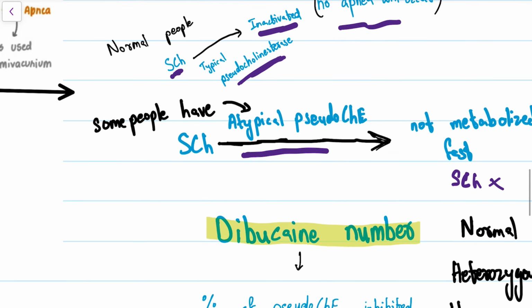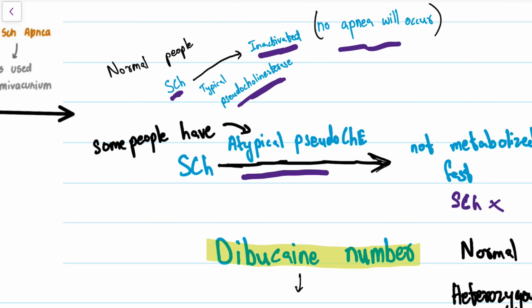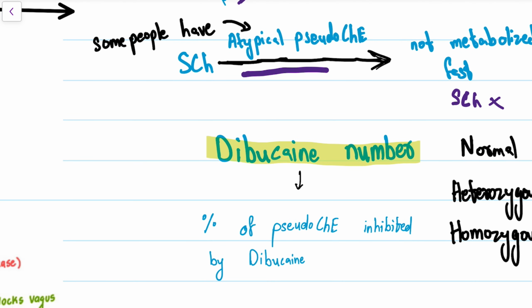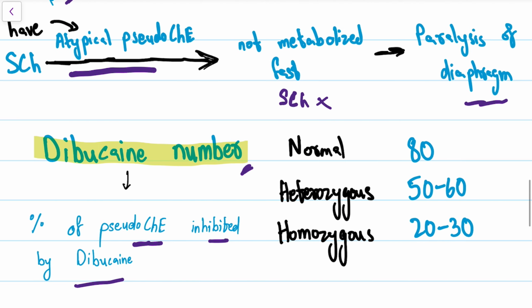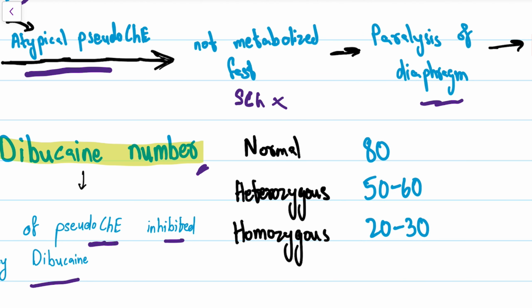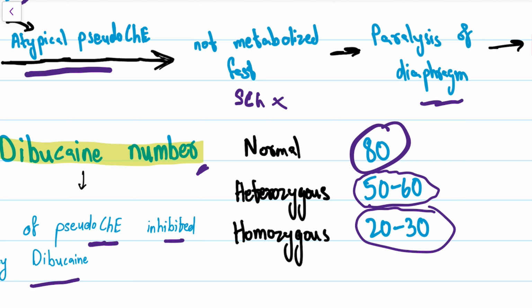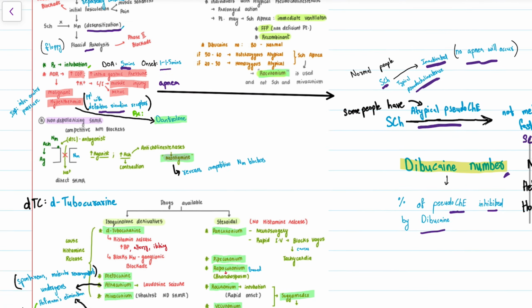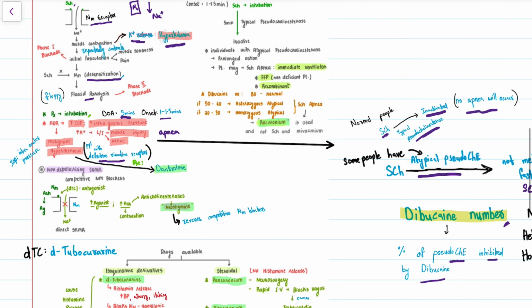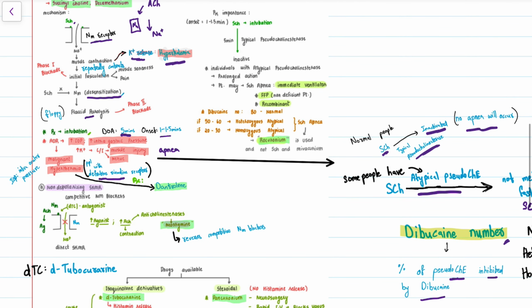To check if that individual has a typical or an atypical pseudocholinesterase, we use the Dibucaine number. So what is the Dibucaine number? First of all, it is the percentage of pseudocholinesterase inhibited by the dibucaine. In normal individuals, the Dibucaine number is 80. In heterozygous conditions, it's 50 to 60, and for homozygous, it is 20 to 30. Okay. So that is depolarizing SKMRs.